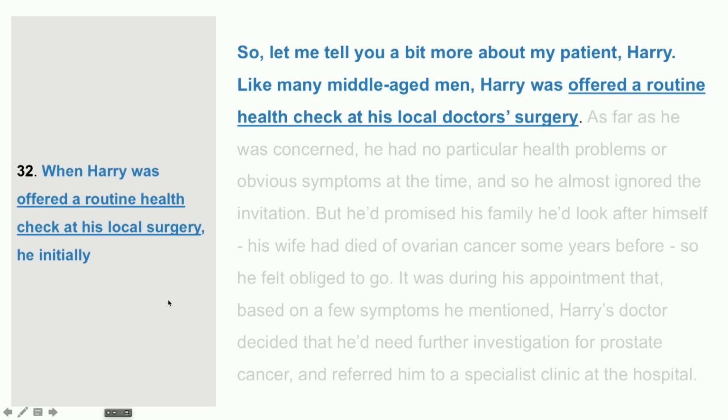You know you're on question 31. Let's look at 32. When Harry was offered a routine health check at his local surgery, he initially what? So let me tell you a little bit more about my patient Harry. Like many middle-aged men, Harry was offered a routine health check at his local doctor's surgery. You can see how the same language is used in the question prompt as the first few lines of the audio.